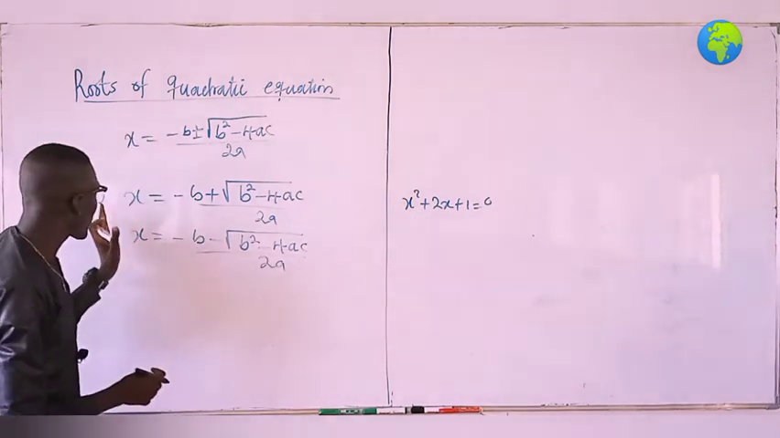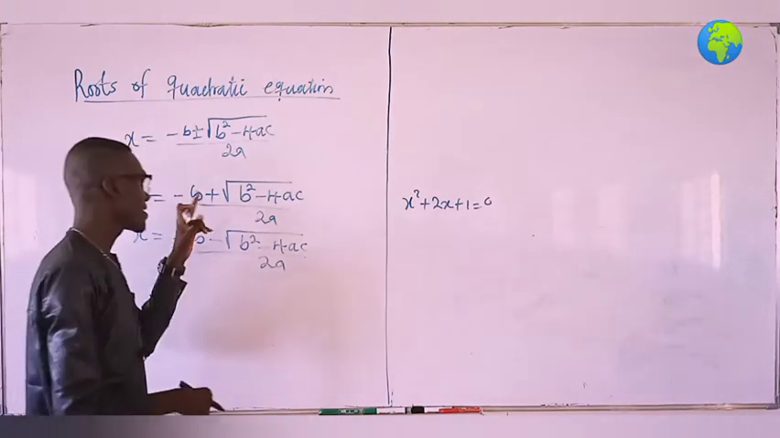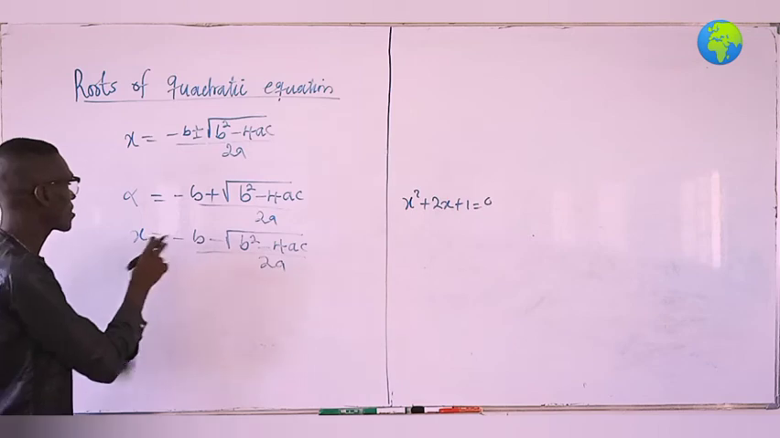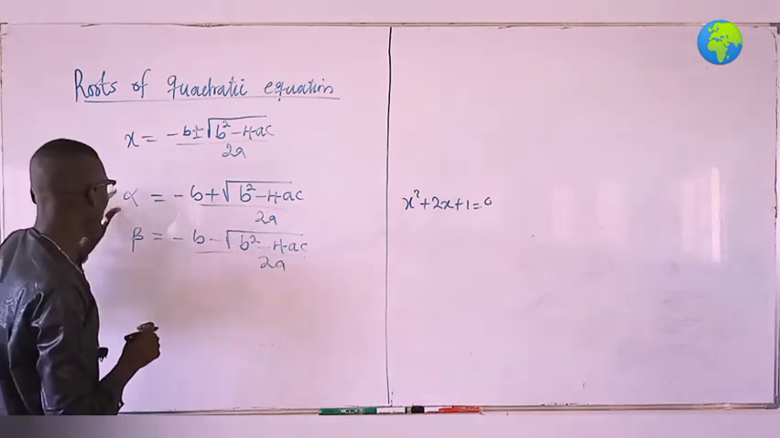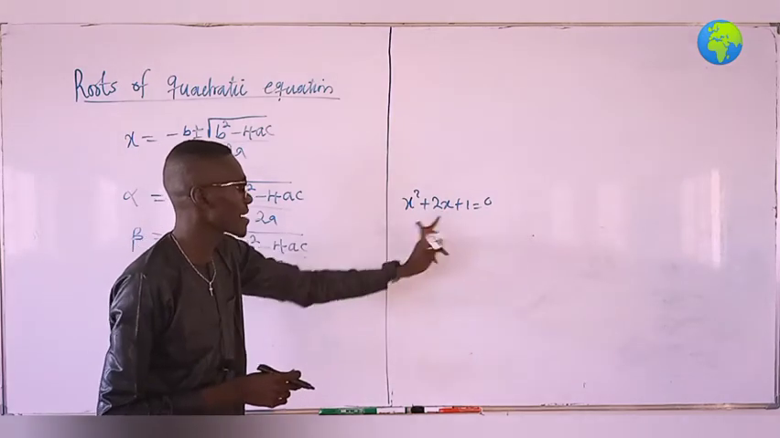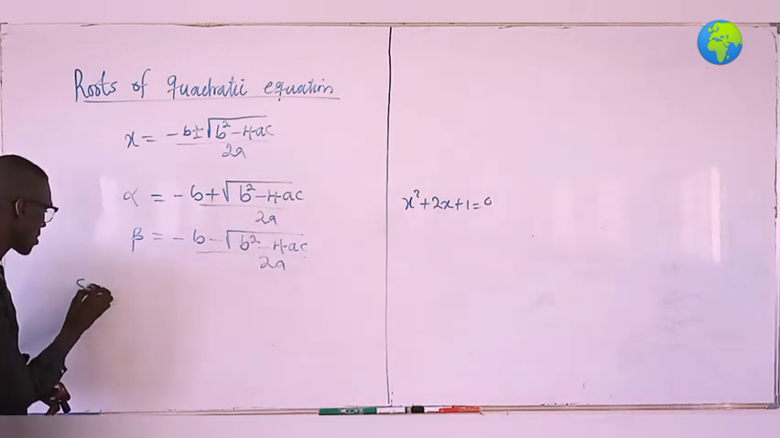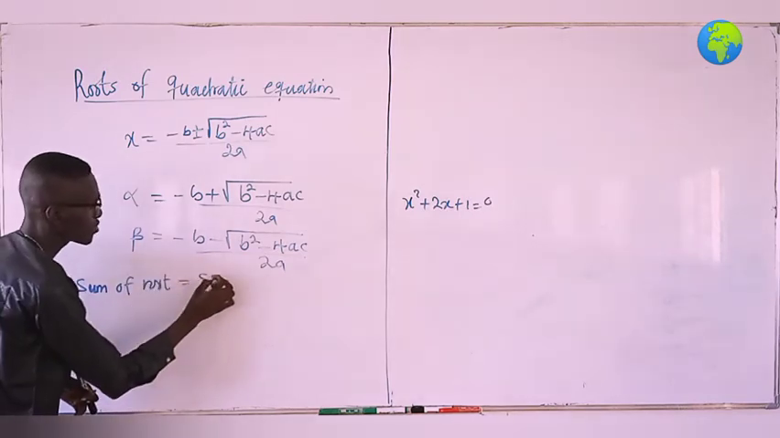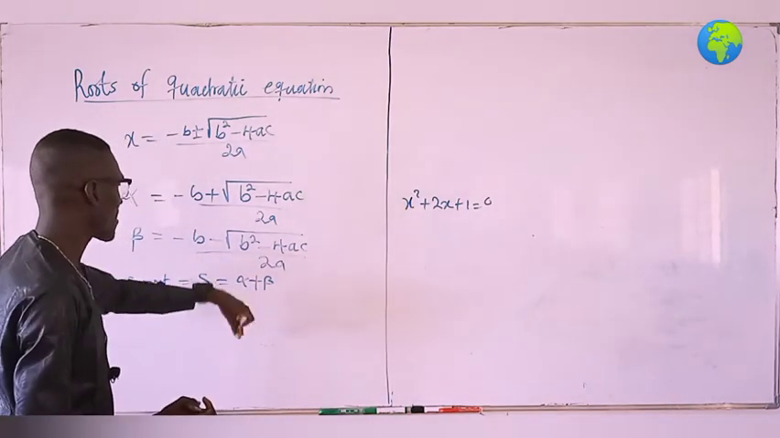So how will I differentiate between them? How will I know this is for addition, this is for subtraction? For the sake of this video, I will denote the one for addition by alpha, which I'll just write. I'll call this alpha. And for the negative one, I'll call it beta, right? So for alpha and beta, when you sum them you have a number, and when you multiply, you have another number. So how will I get the sum of the roots? When we say sum, look at how I'll denote it. When I say sum of roots, I'll be using the letter S, which is equal to alpha plus beta. So how will you get the sum of the roots directly from this point?